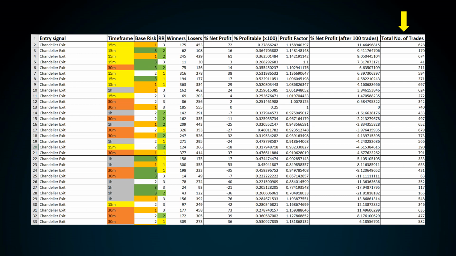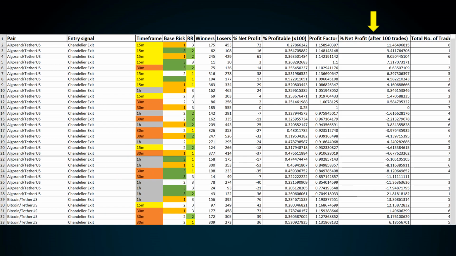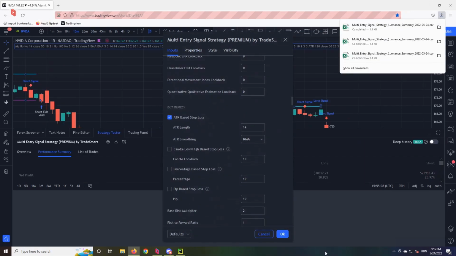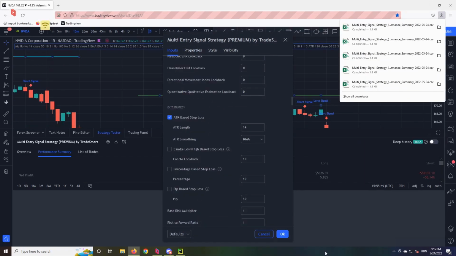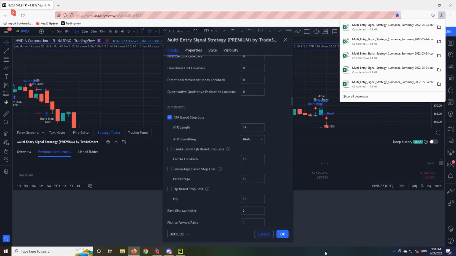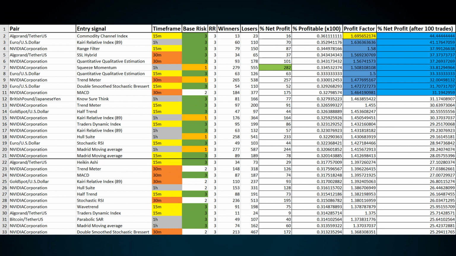So after we get all the results, I will project each result to 100 trades based on their win rate. And now, without further ado, let's see the backtest. Many hours later. And the results are in.